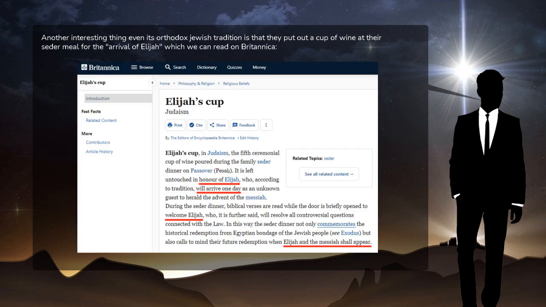Another interesting thing, even in Orthodox Jewish tradition, is that they put out a cup of wine at their Seder meal for the arrival of Elijah, which we can read on Britannica.